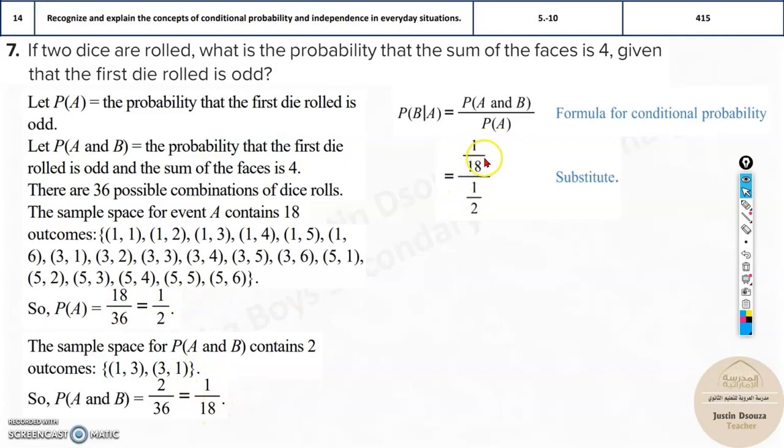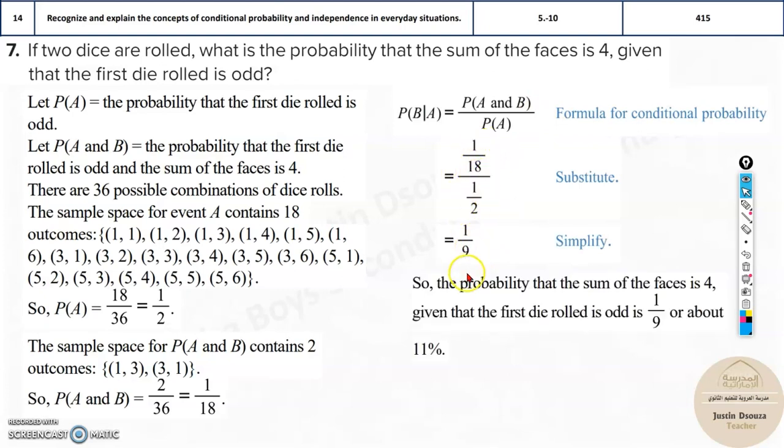It is 1 by 18 over here, that is P of A and B, sorry. And then over here, half, that is probability of A only. So you will get the answer 1 by 9. This cancels. 2 9 times is 18. So the answer is 11%. Okay, this is how we basically solve.